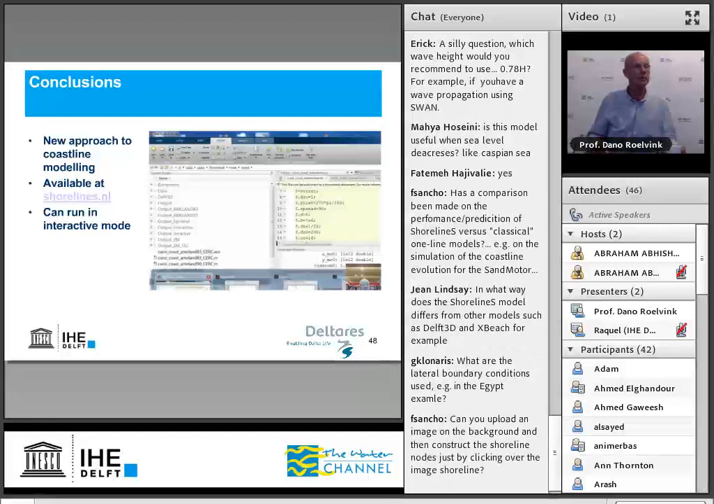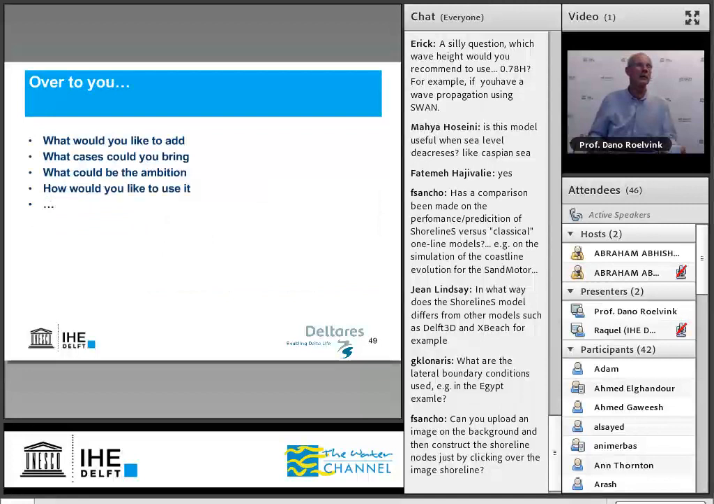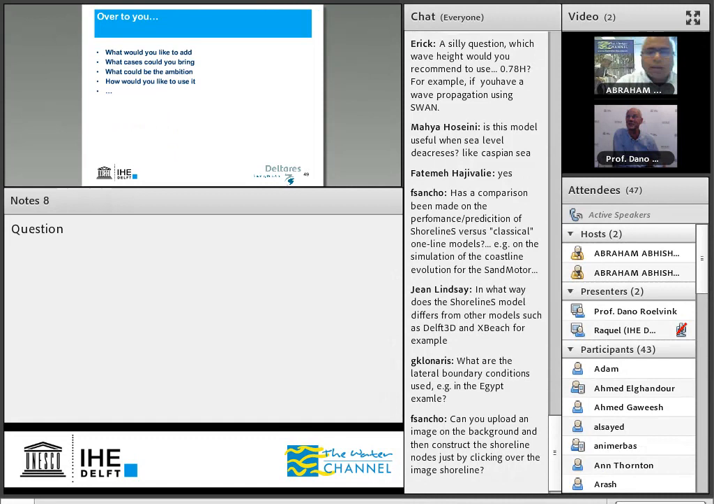I'd like to end up with handing the session over to you and say, what would you like to add? What cases could you bring? What could be the ambition of a model like this? And how would you like to use it? So I'd say open the floor for questions.